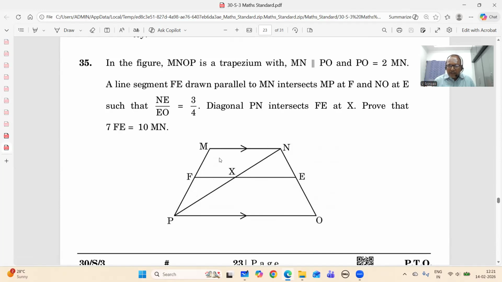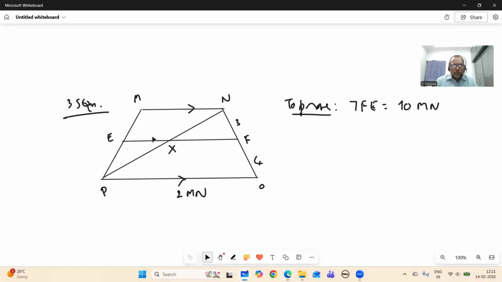So we can calculate FX in terms of MN, and here we can calculate XE in terms of PO, and PO is given in terms of MN. Therefore, we can calculate XE in terms of MN. So when we add FX and XE, we'll obtain FE in terms of MN. Let us see how.